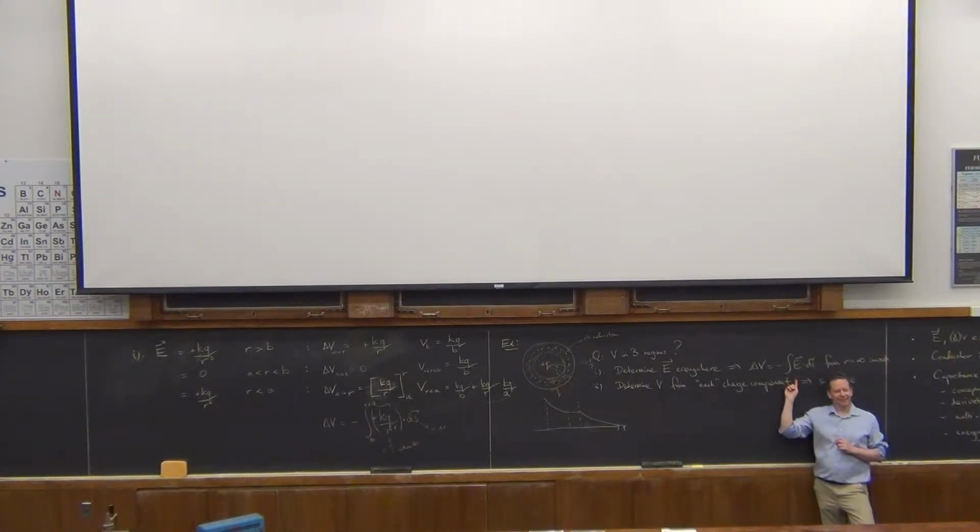Delta V is negative E ds. So what do you know about the electric field in the conductor? The electric field is 0. So if I'm moving through a region where the electric field is 0, what do I know about this interval? So the delta V is going to be 0, so V is equal at both ends. There's no change in V. Right.